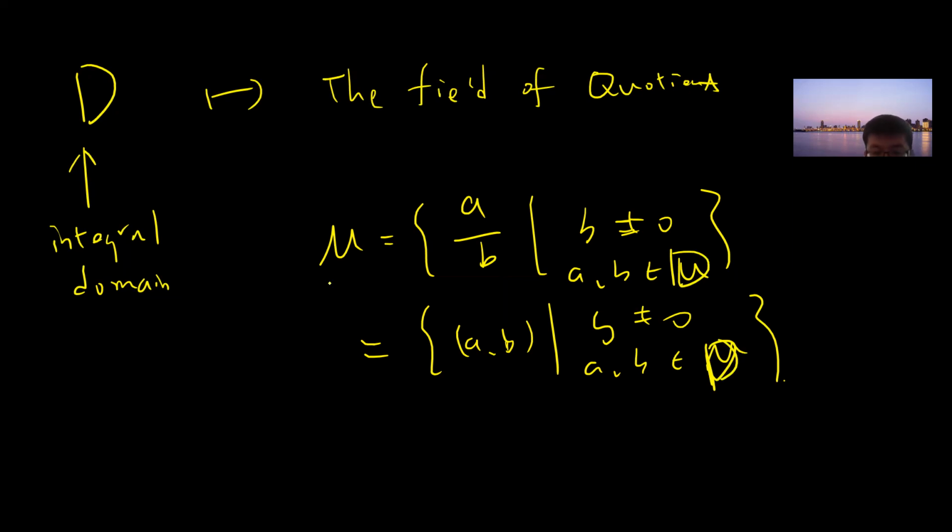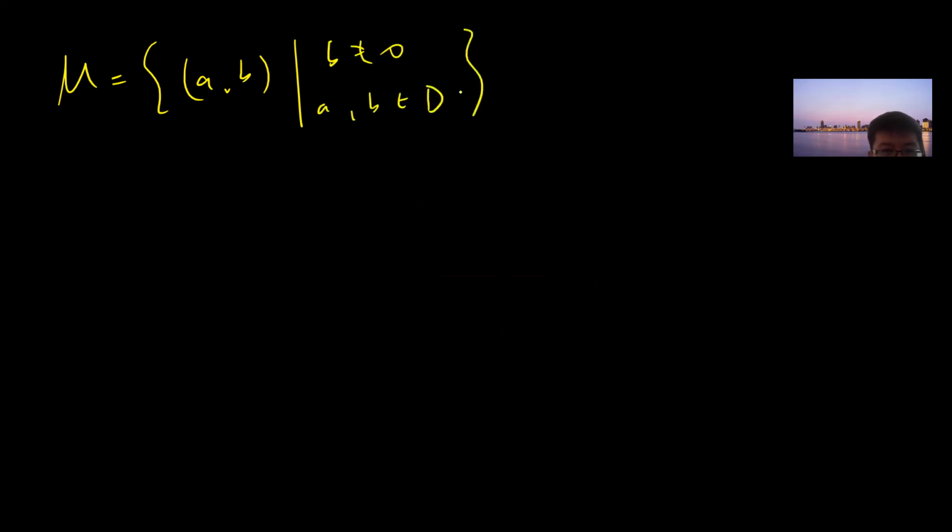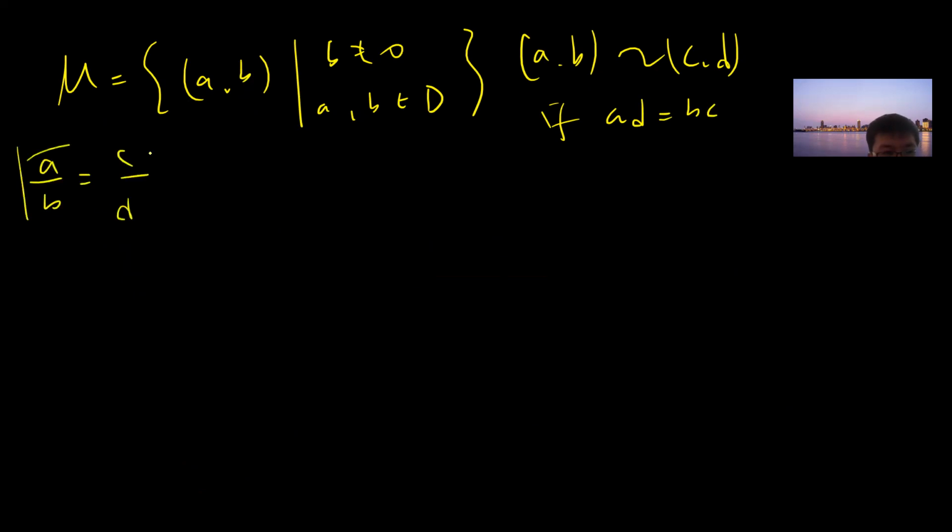I want to give a set of rules such that M becomes a field. Let me first define an equivalence class. M is defined using tuples (a, b) where b is non-zero and a, b belong to D. I define (a, b) to be the same as (c, d) if ad equals bc. You can think of it this way.